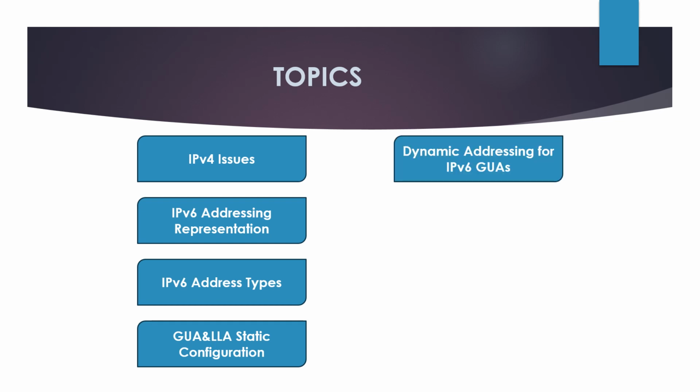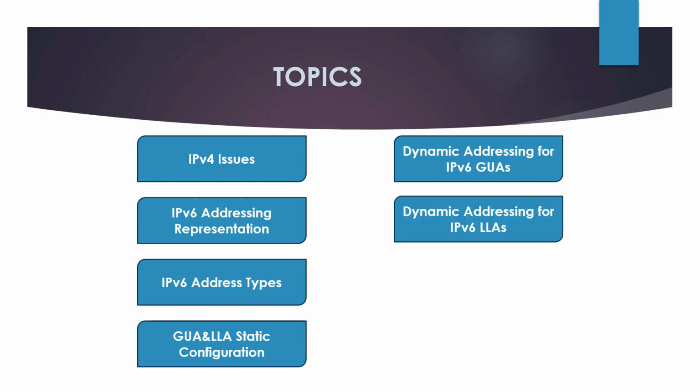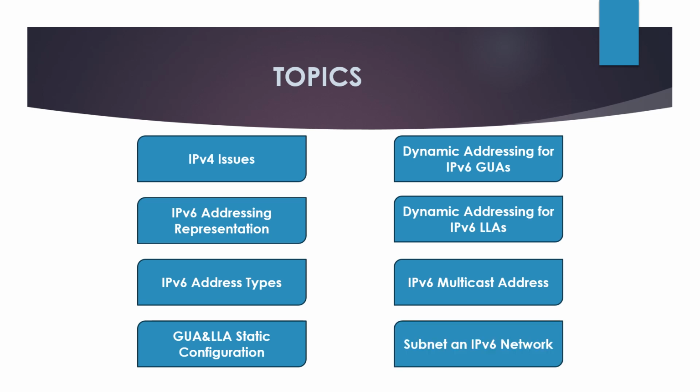We will explain how to configure global unicast address dynamically, and we will configure link local address dynamically too. We will even identify the IPv6 addresses, and lastly but not least for the importance, we will implement a subnetted IPv6 addressing scheme, same as the IPv4 network.